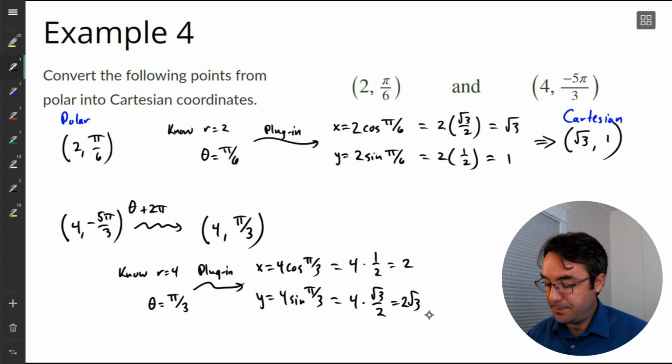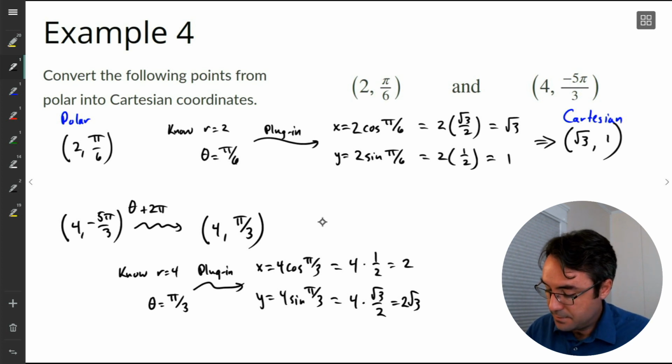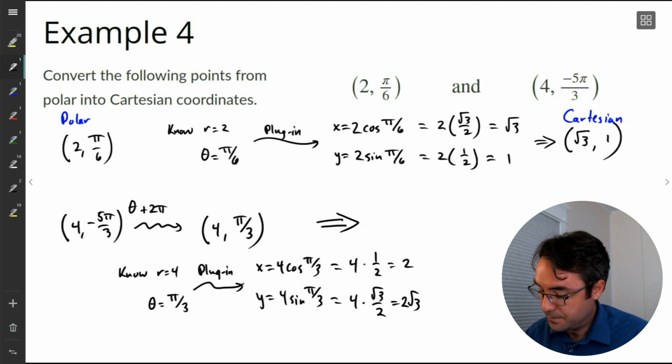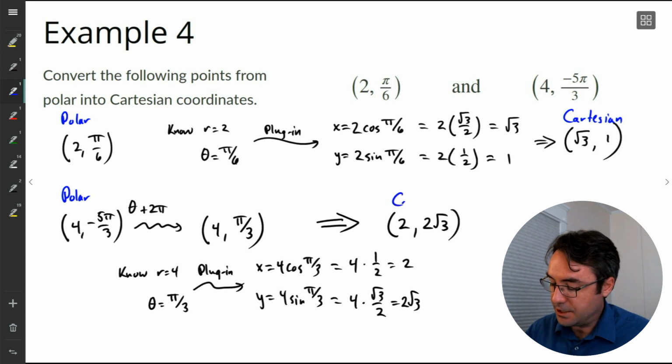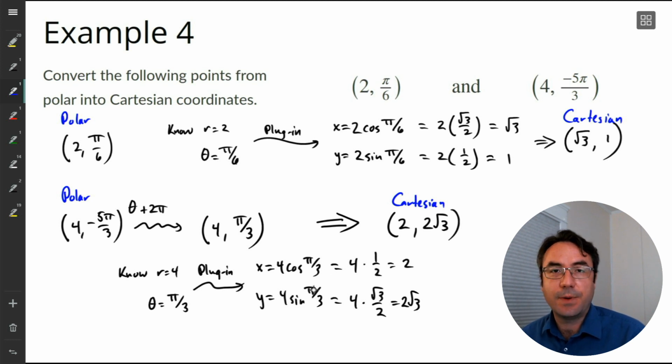And then we just want to put these back into Cartesian, make them into a point. So take the x value, take the y value, pair them up. And we get our Cartesian point as being (2, 2 square root 3). So again, here's our polar version. Here's our Cartesian version. So it comes down to just being able to evaluate those two equations. All right.